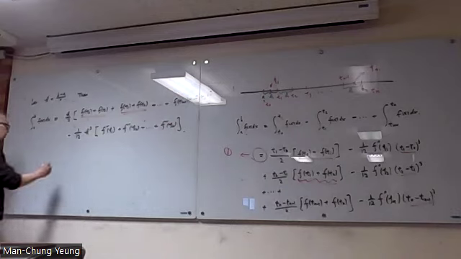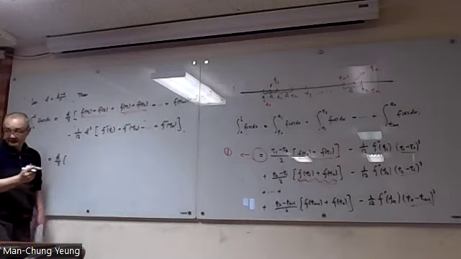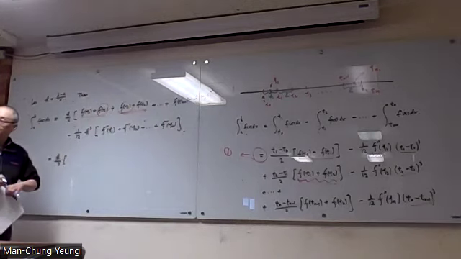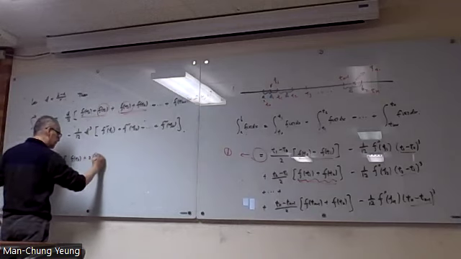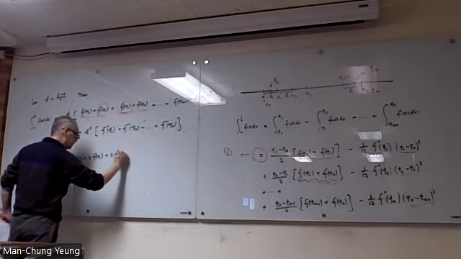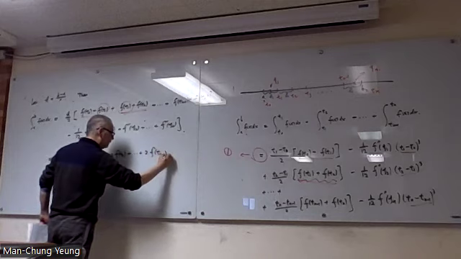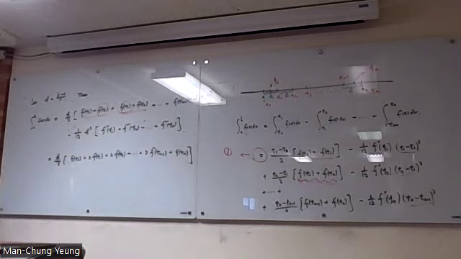Continue to simplify. H over 2 here, right? I can see that F of T1 combined. Okay, so we have F T0 plus 2 F T1 plus 2 F T2, and so on, plus 2 F T n minus 1 plus F T n. The error term I can also simplify.